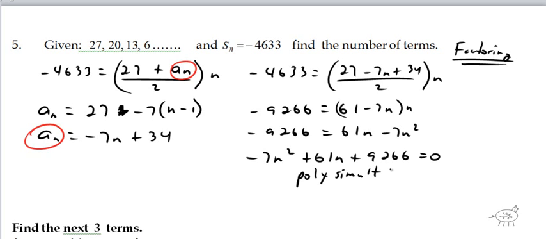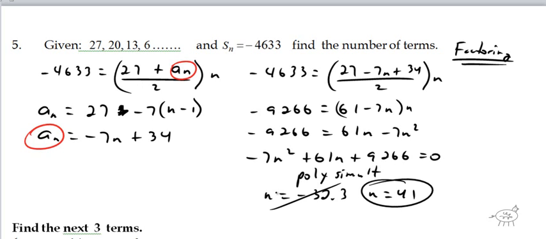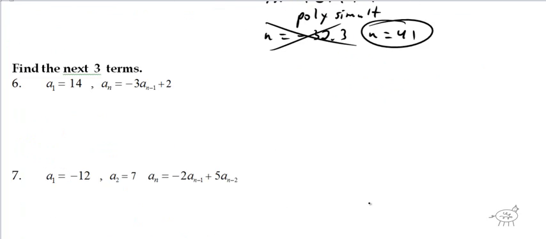And again, if you're a little rusty with that, you don't remember that, go to my website, where I have under ACT review, you can look at how to use polysimult in your graphing calculator. Okay. And anyway, you get two answers. You get n is negative 32.3 and n is 41. Of course, n is supposed to be a natural number, so no decimals and no negative numbers. It's got to be 1 or higher as an integer. So n is 41. Okay, good problem.